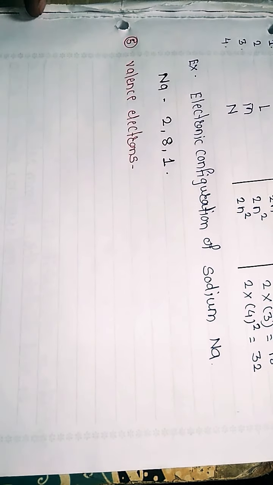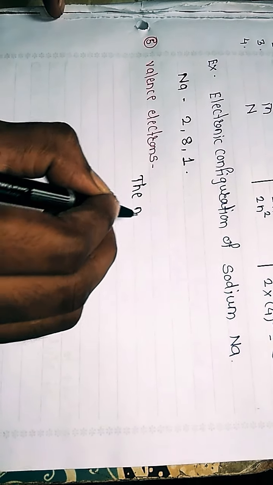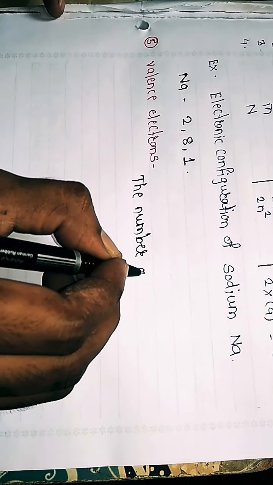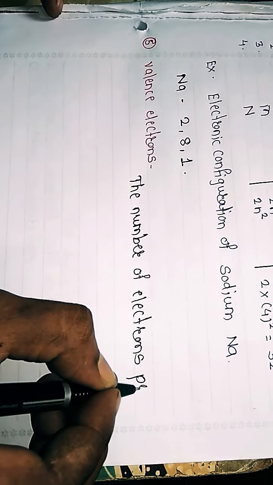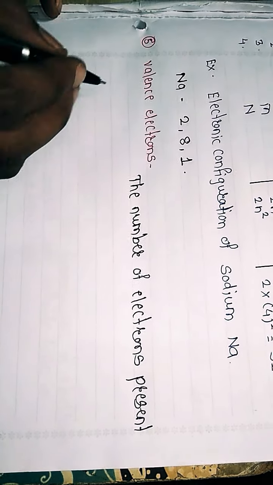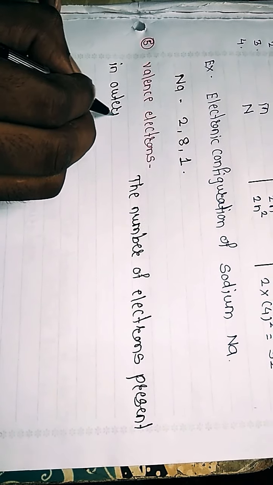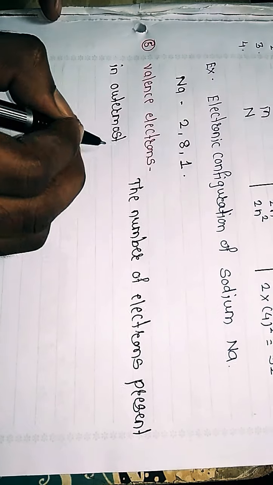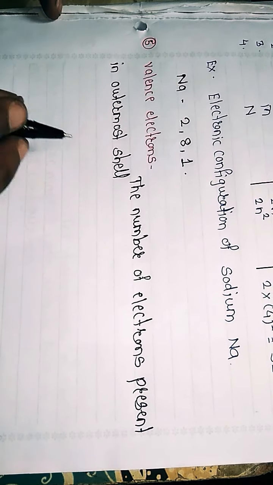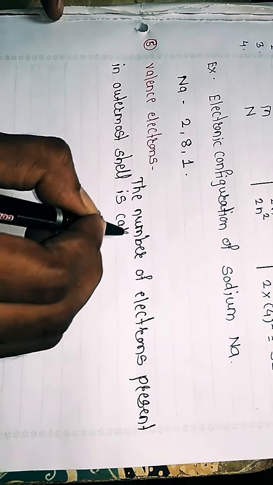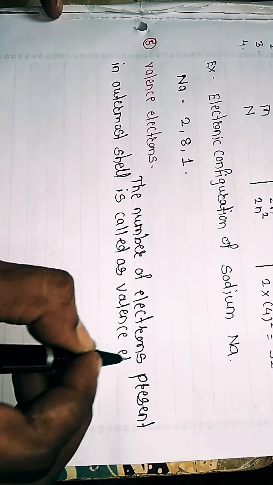First we can write the definition, then we can discuss. The number of electrons present in the outermost shell is called valence electrons.